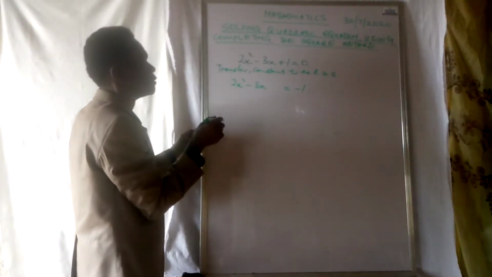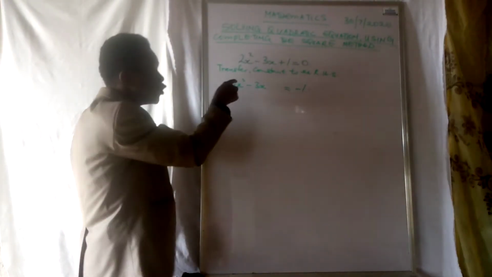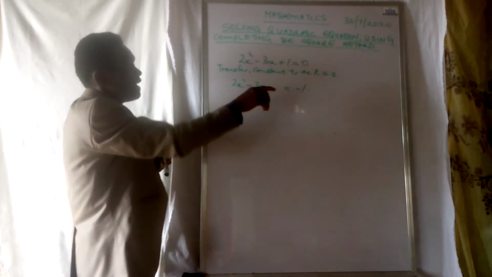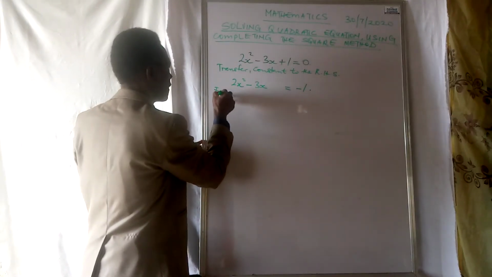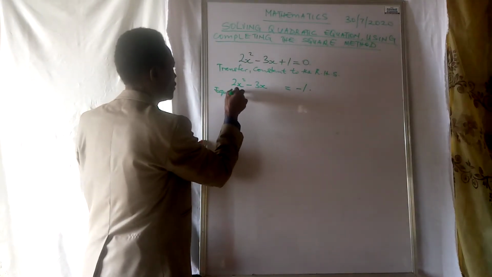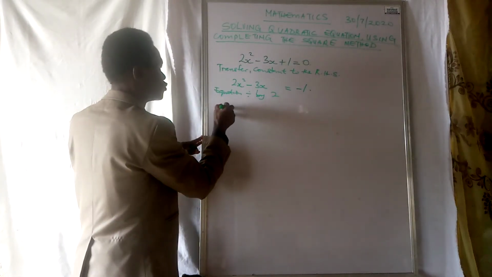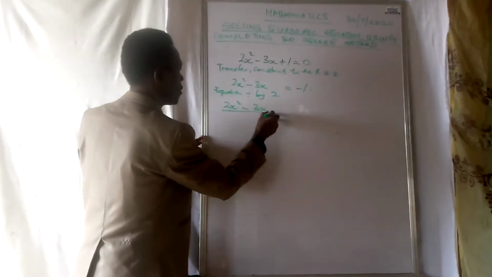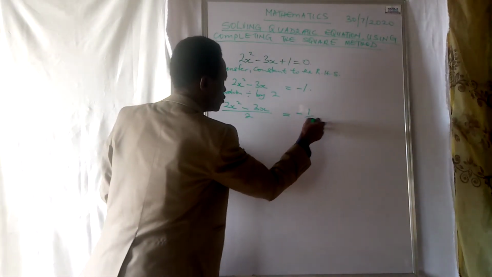Then step 2, since the coefficient of the unknown to second degree is 2, we have to divide the whole equation by 2. So the equation divided by 2 now becomes 2x squared minus 3x all over 2, equal to minus 1 over 2.